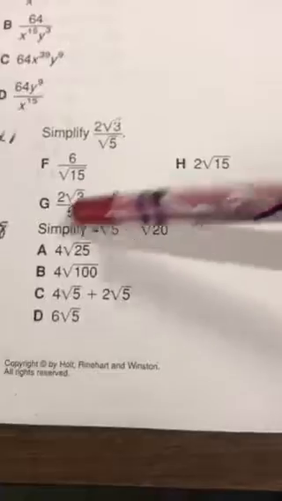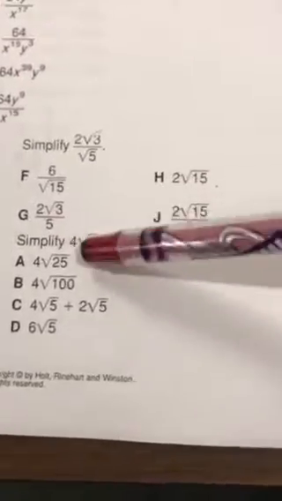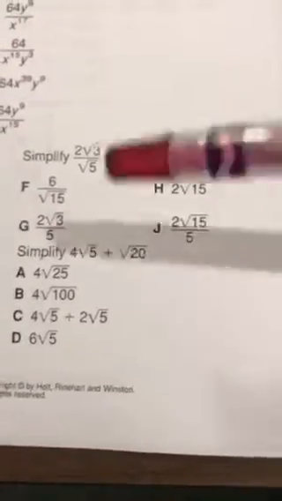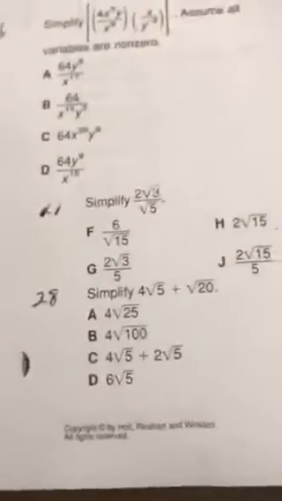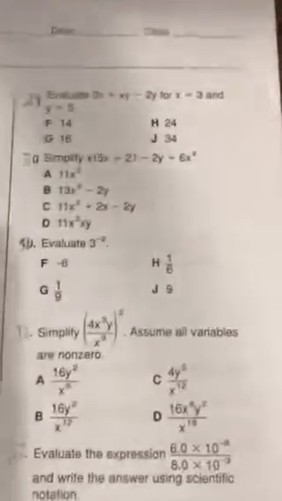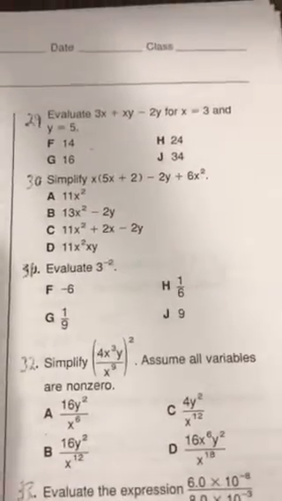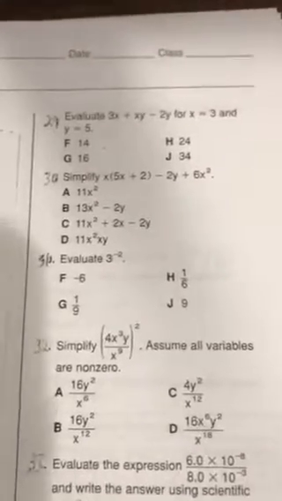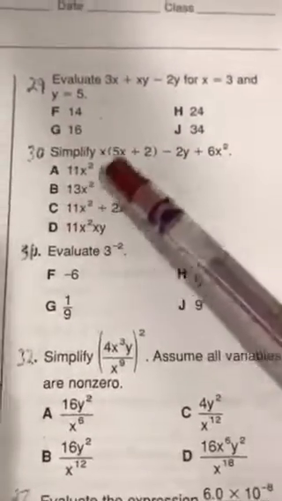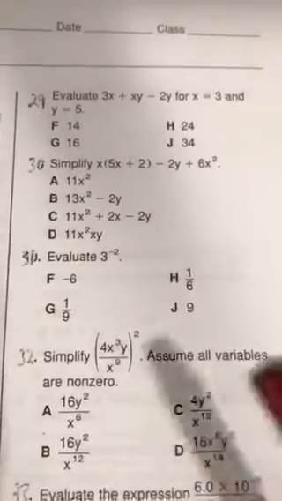20, square root of 20. I can't combine those the way they are. Okay, so I have to have a common radical in order to do that. What would that radical be? Okay, 29. Plugging in 3 for x, 5 for y. Simplify. Okay, I'm going to use distribution here. Okay, and combine like terms.